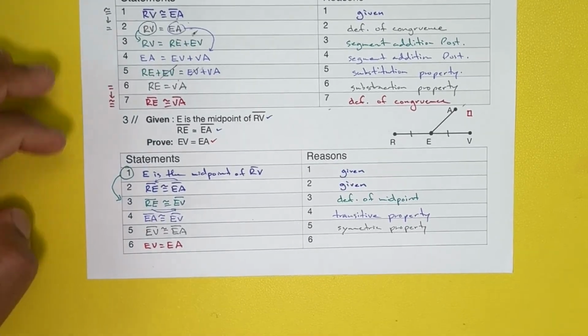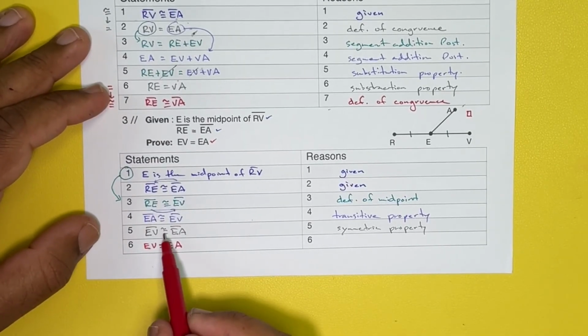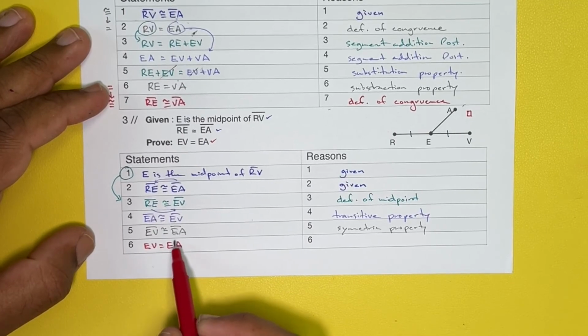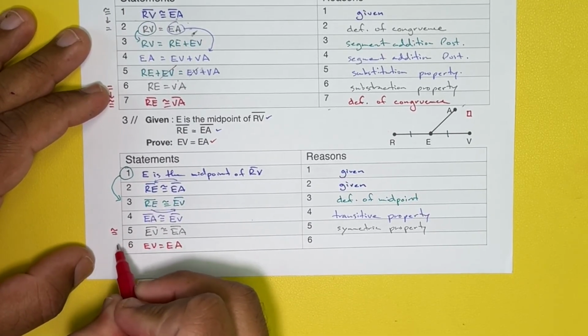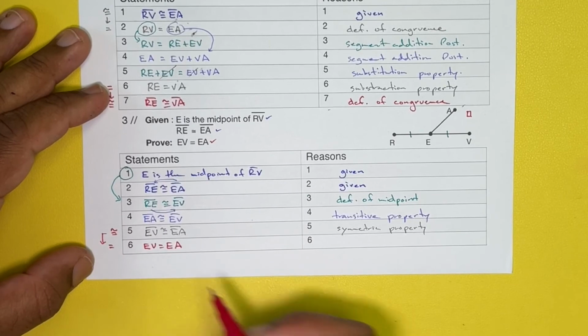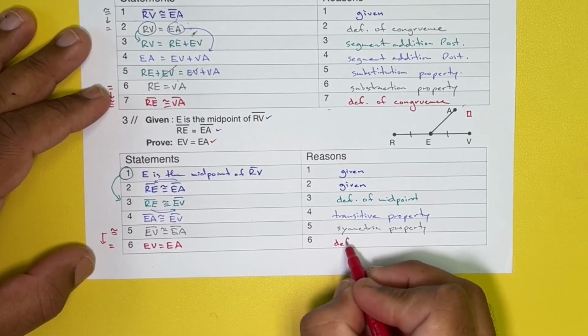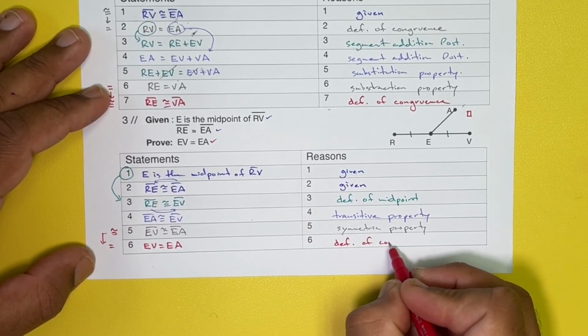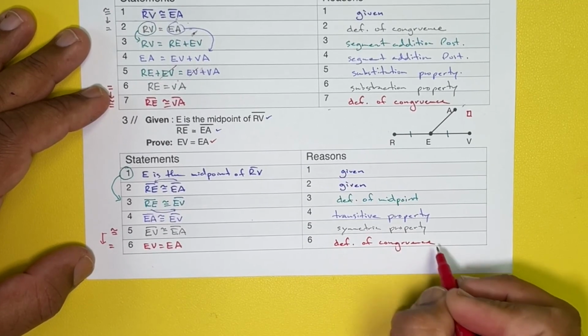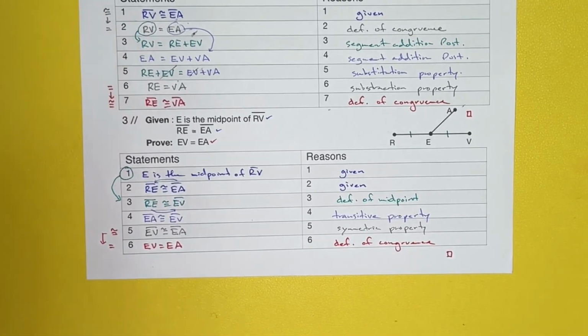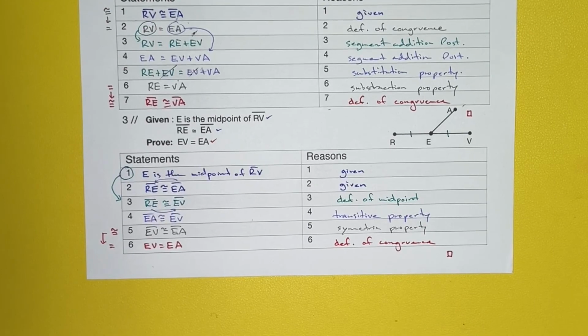And then to finish it off, how do I go from here to here? They look the same, EV, EA. I went from congruence to equals, and that is the definition of congruence. Done. Go get it.